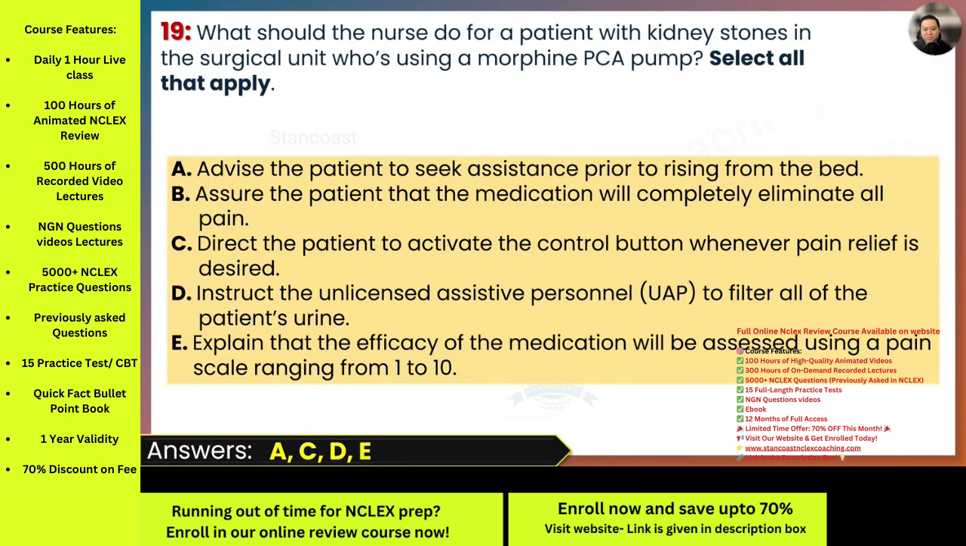So for you to answer this question, you are going to identify practical patient-centered actions that are safe, effective, and also aligned with the use of the PCA pump, and with the case that we have, the kidney stones. And always remember, it's not about eliminating all pain, but about managing it appropriately, and also consider the device's limitations and the patient's safety.